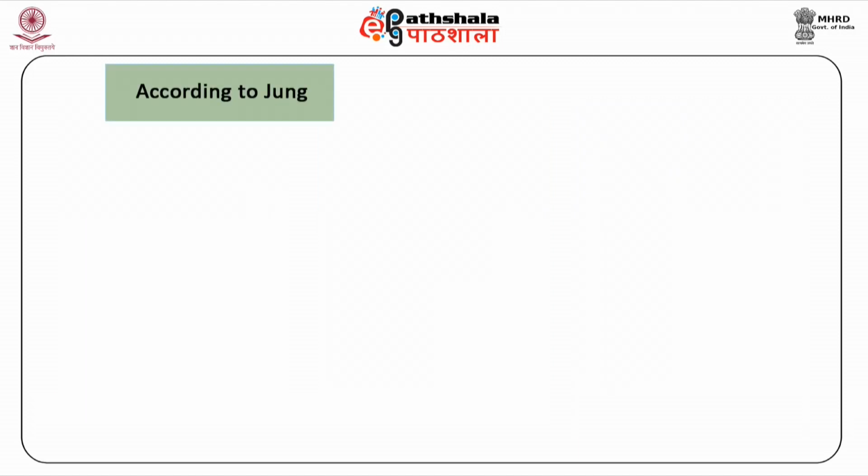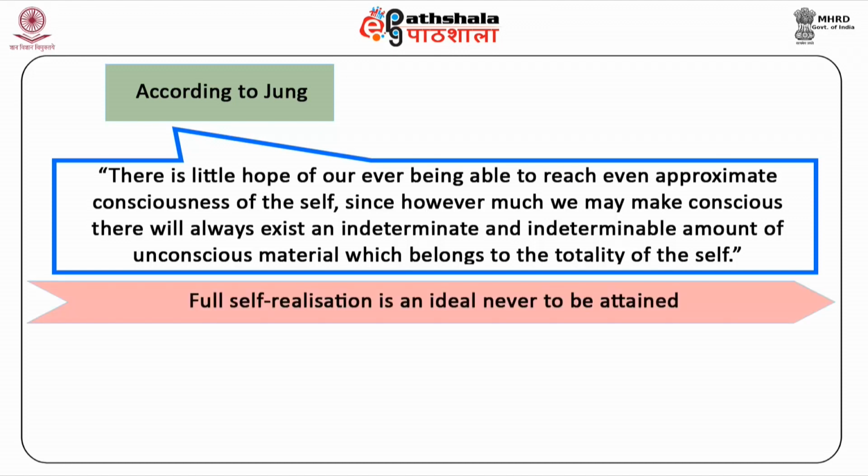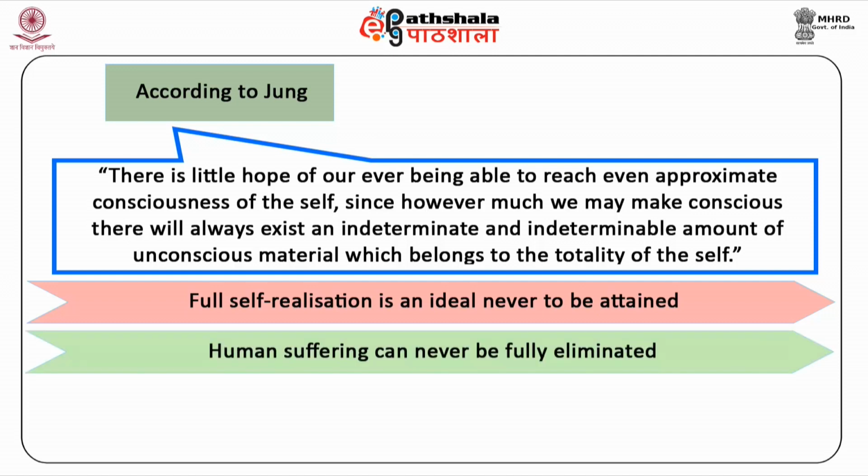Jung concluded that there is little hope of our ever being able to reach even approximate consciousness of the self, since, however much we may expand consciousness, there will always exist an indeterminate and indeterminable amount of unconscious material which belongs to the totality of the self. Thus, according to Jung, full self realization is an ideal never to be attained. Consequently, human suffering can never be fully eliminated.